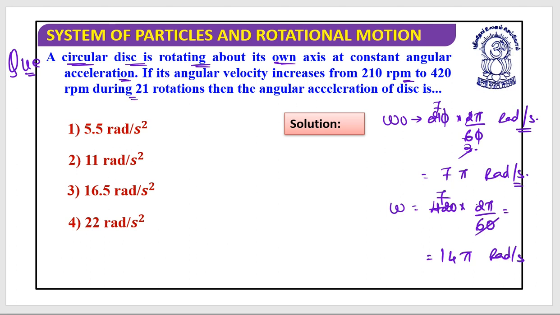During 21 rotations, so n is given as 21 rotations, find the angular acceleration of the disc. If it says 21 rotations, that means its angular displacement is 21 multiplied by 2 pi radian. This is the angular displacement.